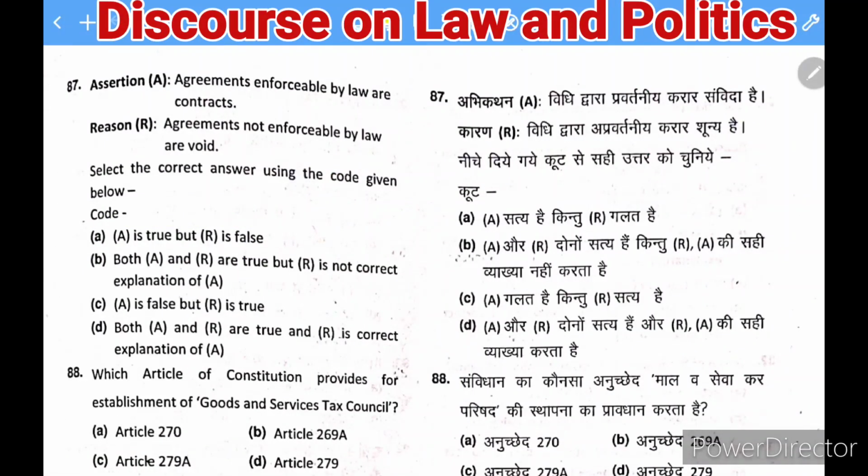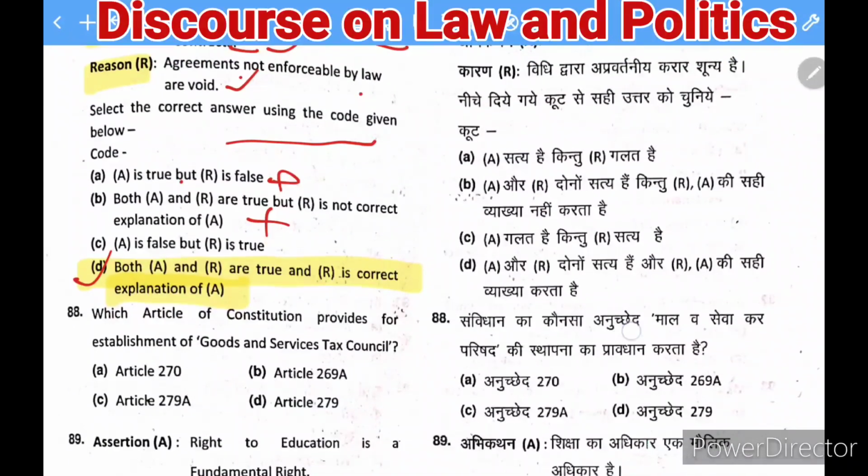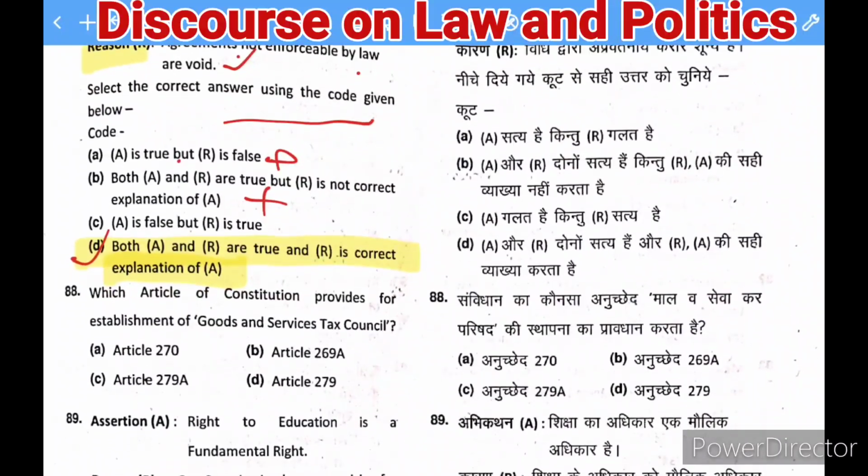The question is based on assertion and reason. The statement is: agreement enforceable by law are contracts. Yes, it is correct. Agreement not enforceable by law are void. Yes, rightly. Select the correct answer using the code given below. A is true but R is false, so it is not correct. Both A and R are true but R is not the correct explanation. It is also not, because unless it is enforceable, it is not going to be a contract. So the answer of this question is both A and R are true, and R is the correct explanation of A, because unless it is enforceable, it is not a contract, and a void contract is not enforceable. So there is a reasoning between the statement and the reason. The next question is here.